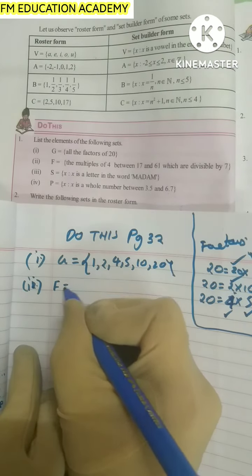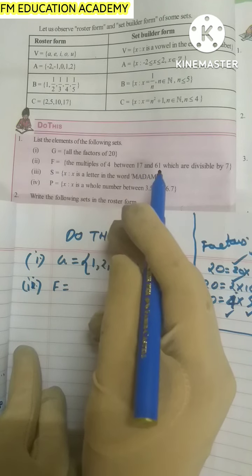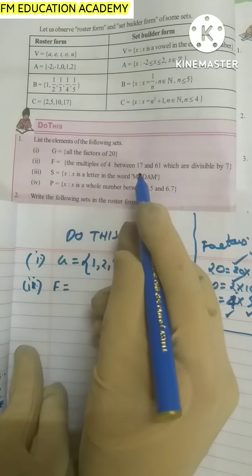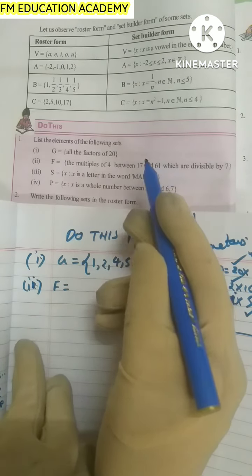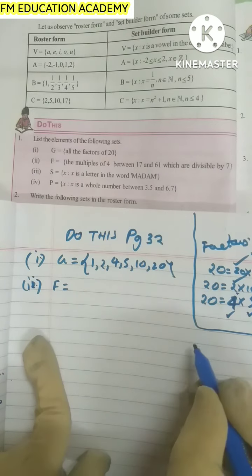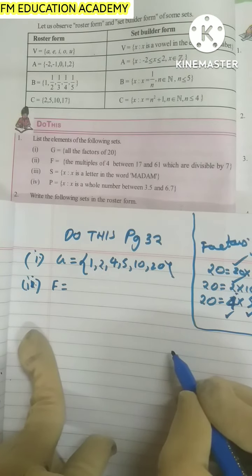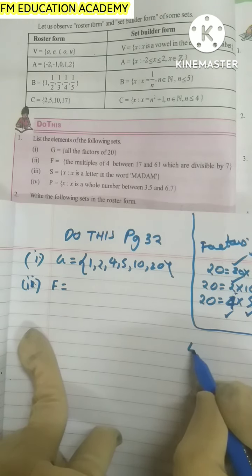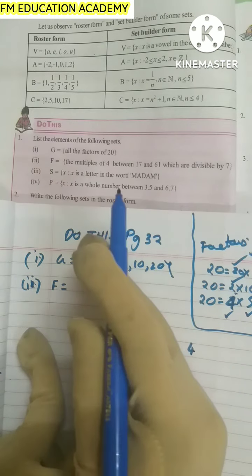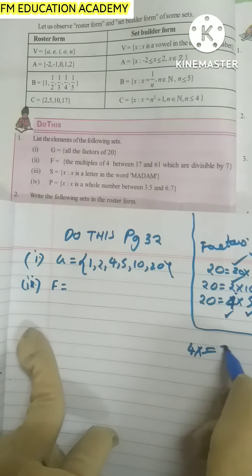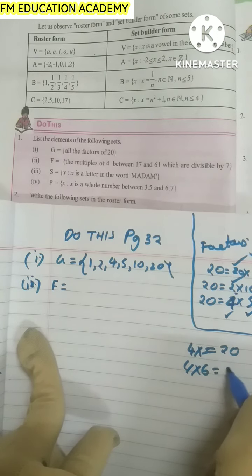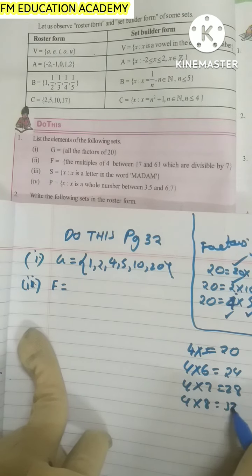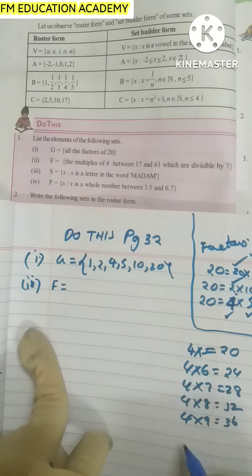F is equal to all multiples of 4 between 17 and 61 which are divisible by 7. So first we'll find out what are the multiples of 4 between 17 and 61. It has to be a multiple of 4, and it has to be between 17 and 61. 4 4s are 16, but it has to be more than 17, so 4 5s are 20. Okay, so we'll start with 20. Then 4 6s are 24, 4 7s are 28, 4 8s are 32, 4 9s are 36, 4 10s are 40.